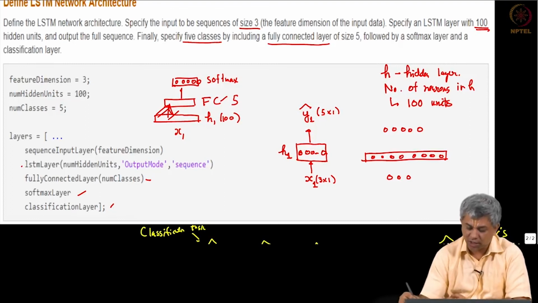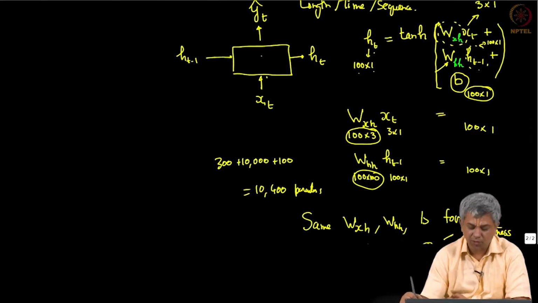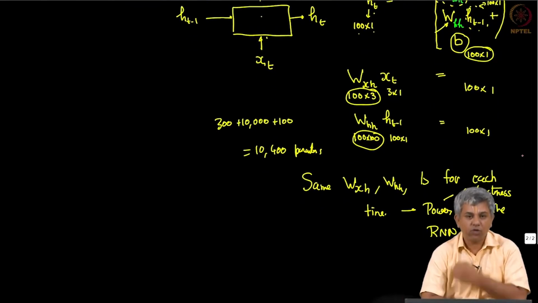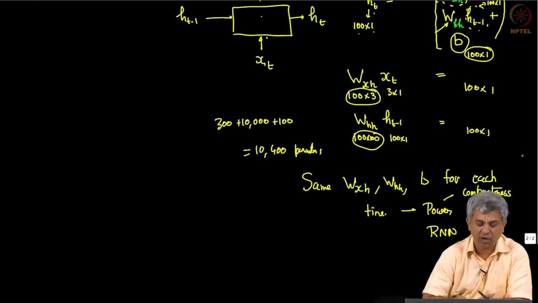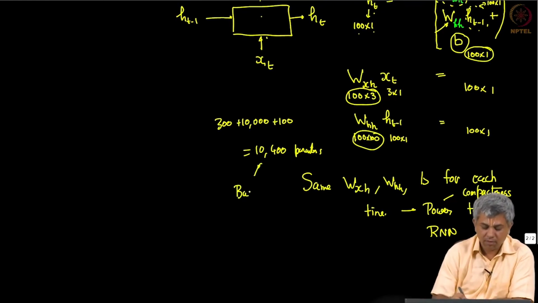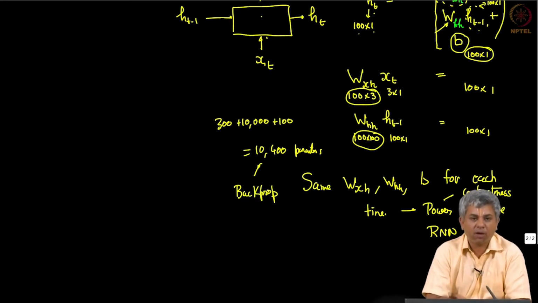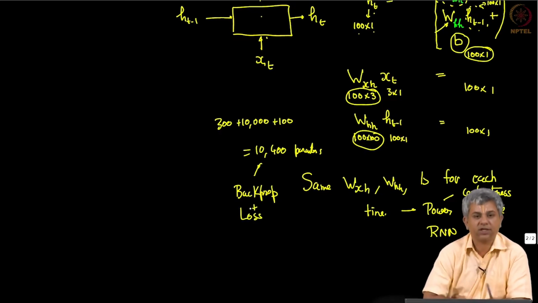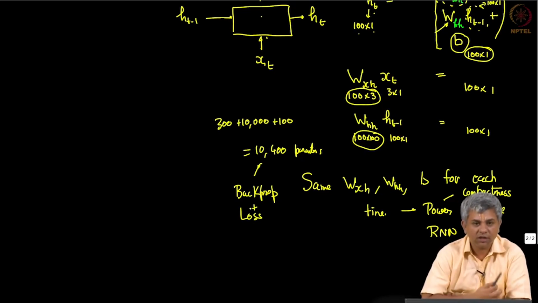Hopefully, you also saw the number of parameters that pop up in this problem, in this case 10,400 parameters, and you have to train all these 10,400 parameters via backprop. Now, how do you do backprop for this case? How do you calculate loss in such a case? This we will see in the next few videos.